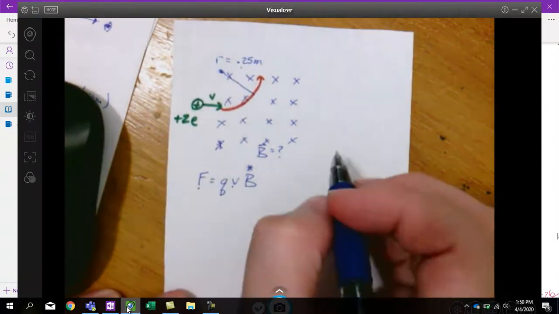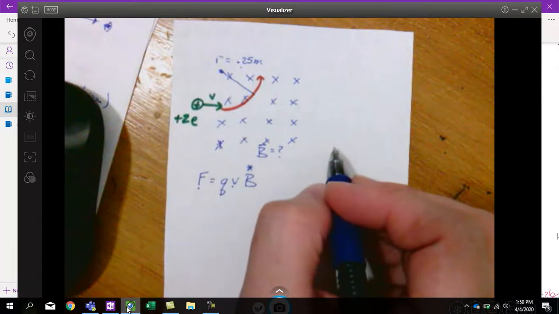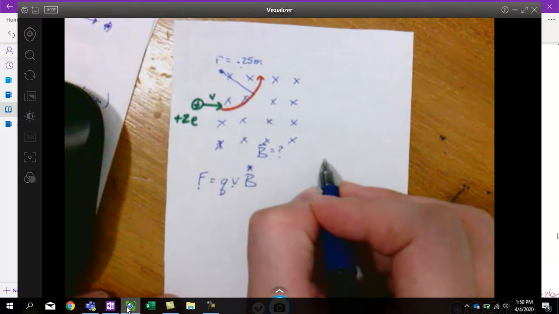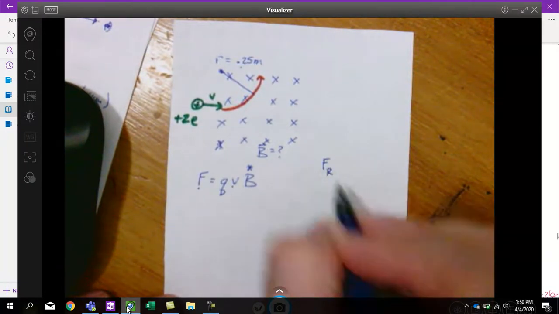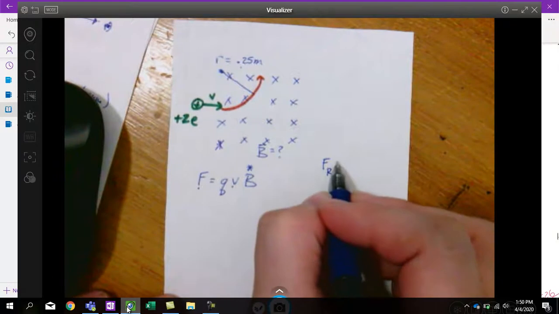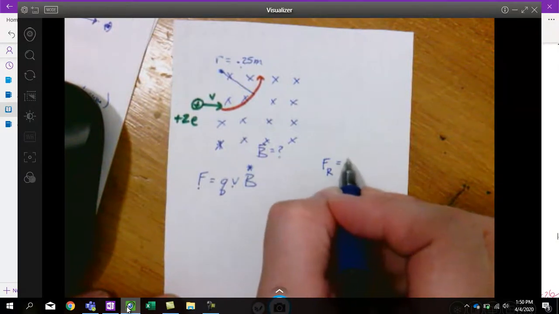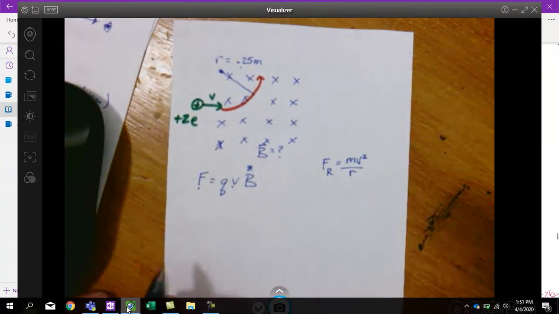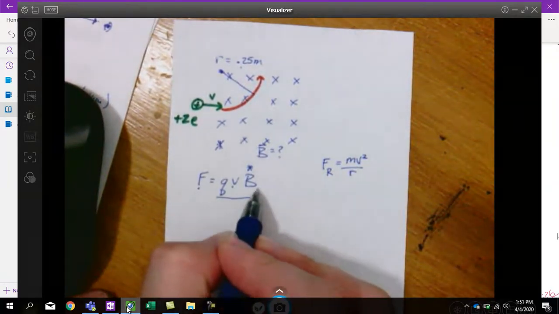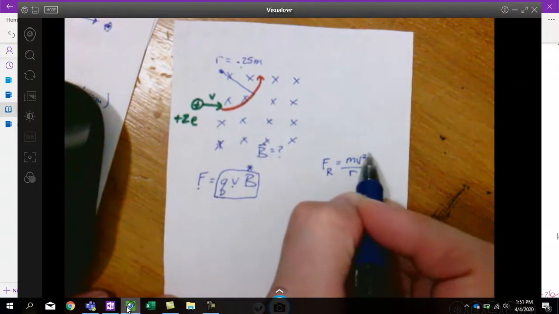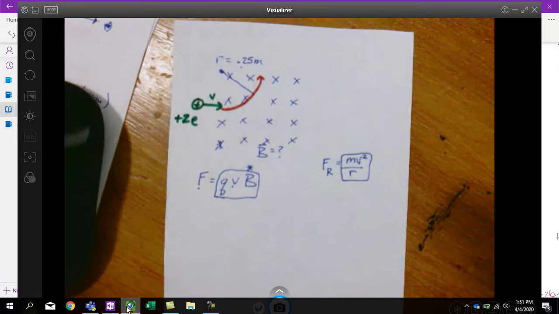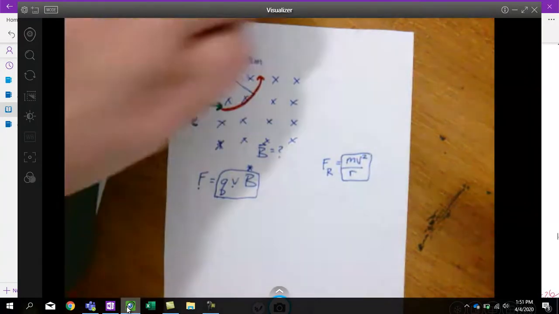Well, if we can remember way back in chapter 5, way back in first semester, we learned that the force required to create a circle, the radial force for a circle, was always equal to mv squared over r. If we allow our magnetic force to equal the centripetal force, those two equations set equal to each other should allow us to solve for B. This is a really common approach to solving problems like this.